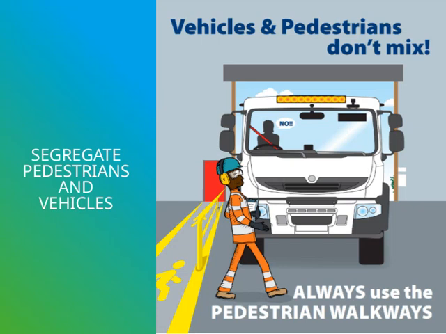Let's talk about the importance of segregating pedestrians and vehicles. This is a crucial safety measure because it helps prevent accidents and ensures smoother traffic flow. When pedestrians and vehicles are kept separate, the risk of collisions drops significantly. It also creates a safer environment for everyone, especially in busy urban areas where foot traffic is high. Implementing dedicated pathways, crosswalks, and traffic signals are practical ways to achieve this separation.